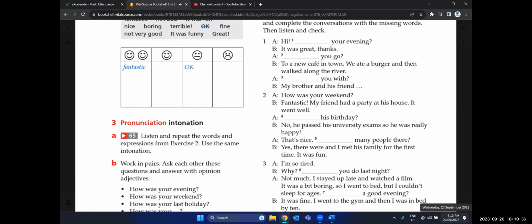Conversation 3. I'm so tired. Why? What did you do last night? Not much. I stayed up late and watched the film. It was a bit boring, so I went to bed. But I couldn't sleep for ages. Did you have a good evening? It was fine. I went to the gym, and then I was in bed by 10.